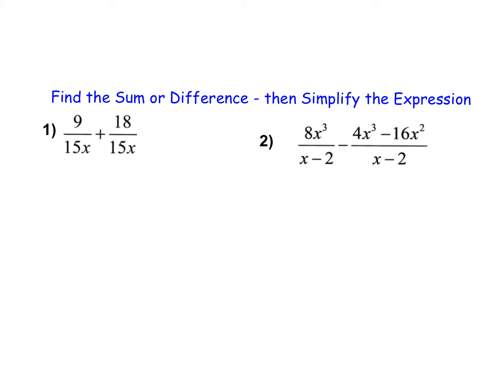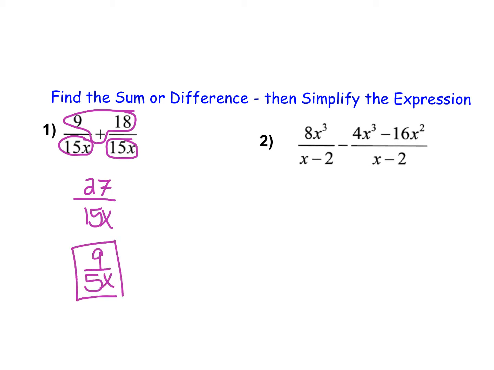So here you can see we have, in the first example, a common denominator of 15x. Because we have a common denominator, we can add the two numerators together. So if we add these two together, we end up with 27 over 15x, because we leave the denominators alone and we add the two numerators together. Then in the case of this problem, you'll notice that both 27 and 15 are divisible by 3. So we can simplify this fraction a little bit and it would become 9 over 5x.